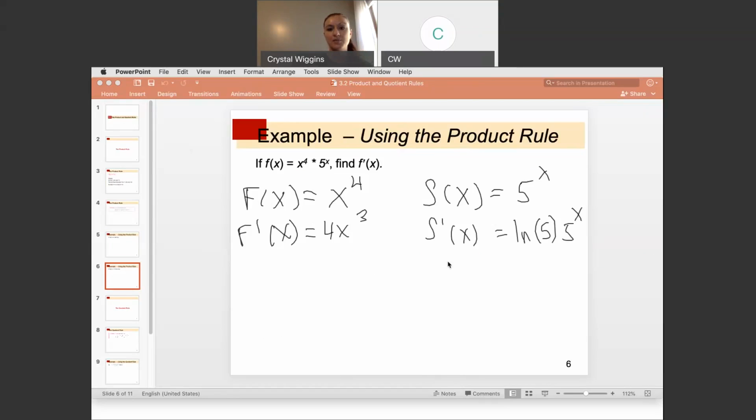Now I'm going to use my product rule and create the derivative of the original function, and that is going to be the derivative of the first times the second original function plus the derivative of the second times the original first function. And although this isn't pretty to look at, it is what it is, and this is the derivative of this product.